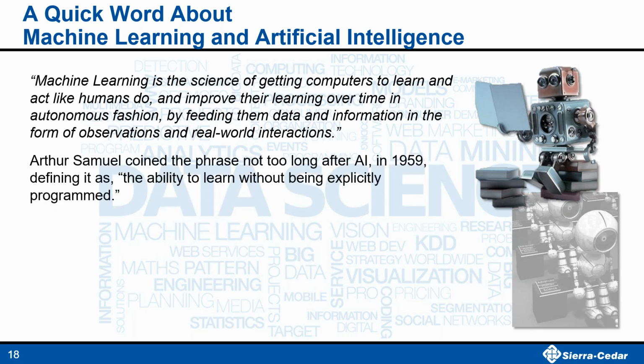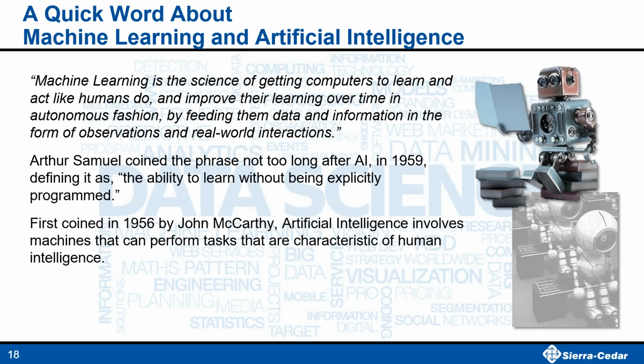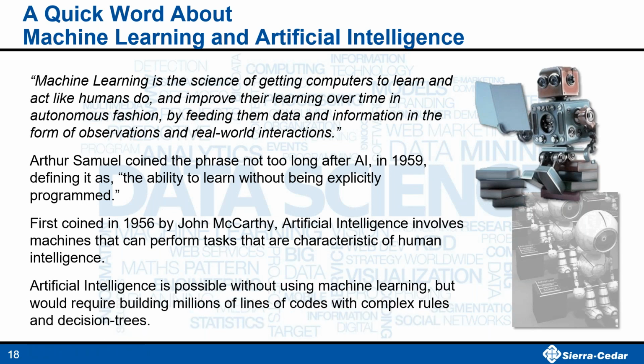We take it a little further and say that Arthur Samuel coined the phrase, not too long after AI, in 1959. He defined it as the ability to learn without being explicitly programmed. And this is important because the programming part is the part that always hung me up. The machine learning takes care of a lot of that. These phrases are related. First coined in 1956, artificial intelligence involves machines that perform tasks that are characteristics of human intelligence. So, knowing all of this, we're now ready to explore the machine learning capabilities of data visualization. This is what's under the covers, behind the scenes, embedded within the machine learning capabilities of the data visualization tool.